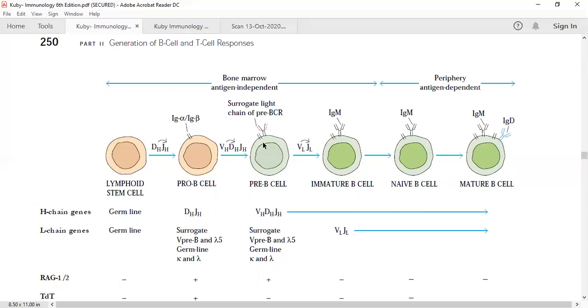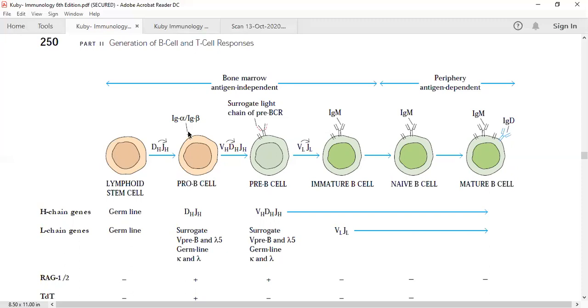Okay, so the lymphoid stem cell or the hematopoietic stem cell will give rise to this lymphoid stem cell. Here we are having three different genes, V, D, and J gene. D for diversity, J for joining, and V for variable. So these three genes are undergoing some kind of gene rearrangement. All right. So it will first give rise to the pro B cell.